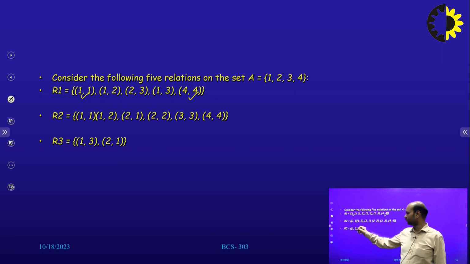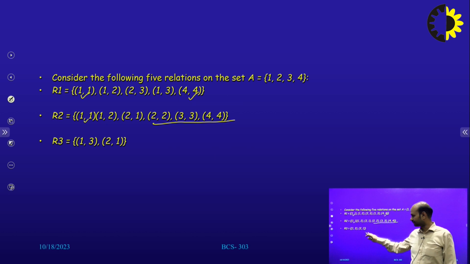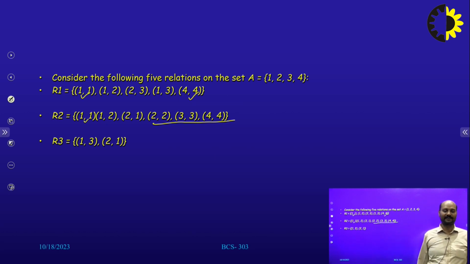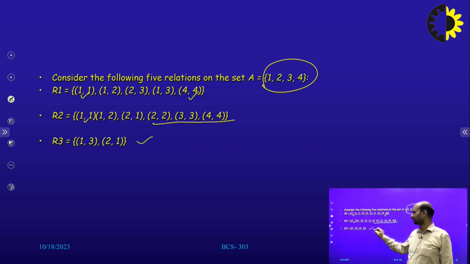In R2, (1,1) is present, so this relation is not irreflexive; (2,2), (3,3) and (4,4) are also present. But in R3, (1,1) does not belong to the relation, (2,2) does not belong, (3,3) does not belong, and (4,4) also does not belong. No element of this set has a relation with itself, so this relation is an irreflexive relation.